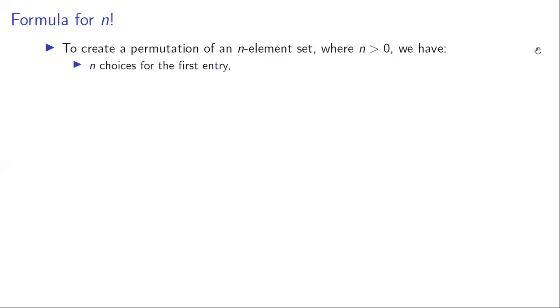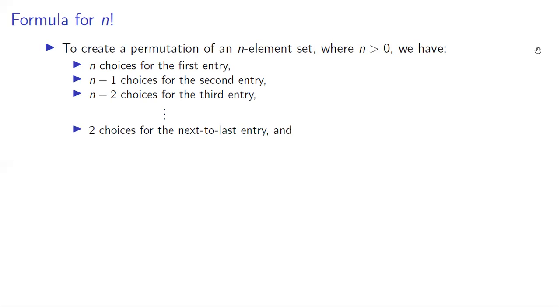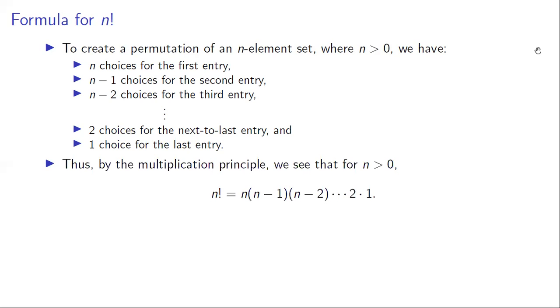But now for the second entry, we have only n minus 1 choices, because a permutation does not allow repetition. There are n minus 2 choices for the third entry, and so on. Finally, there are 2 choices for the next to last entry, and there's only 1 choice left for the last entry. Thus, by the multiplication principle, for an integer n greater than 0, n factorial is equal to n times n minus 1 times n minus 2 dot dot dot times 2 times 1.